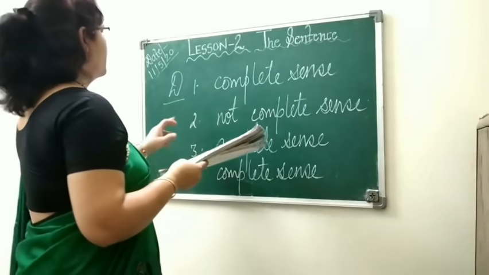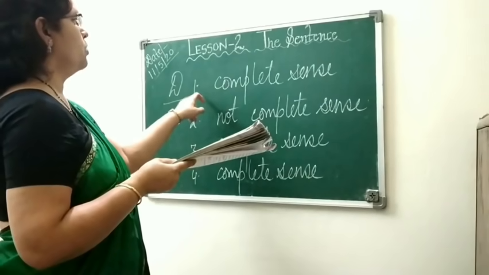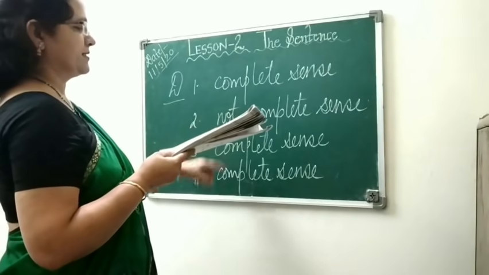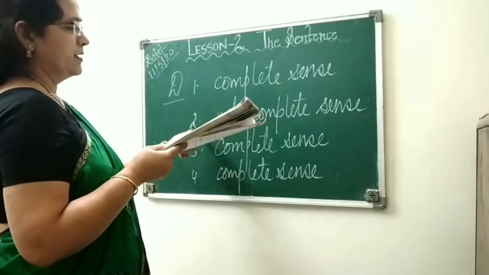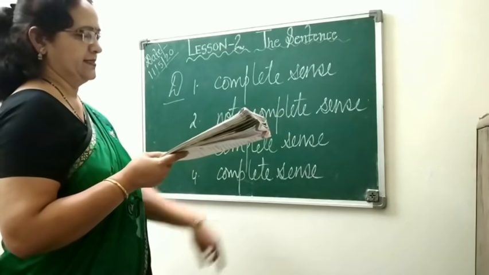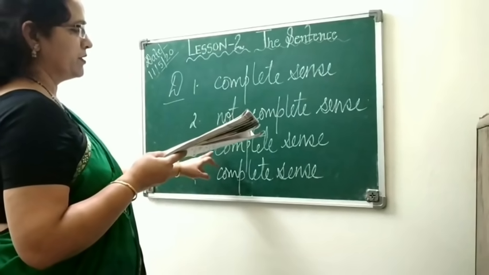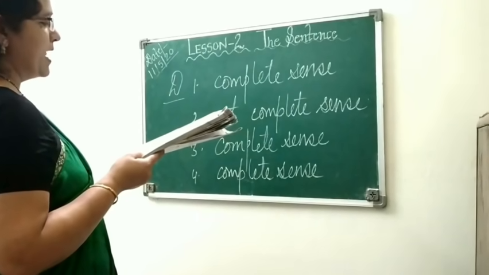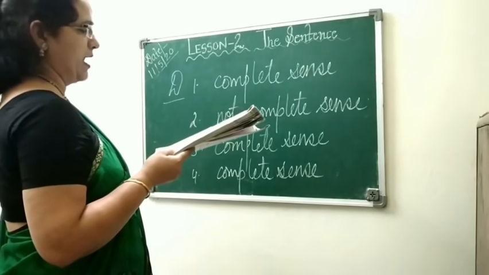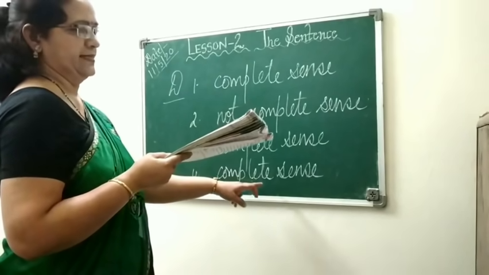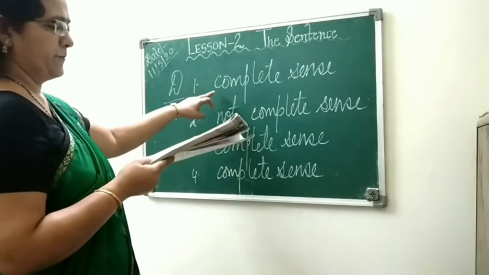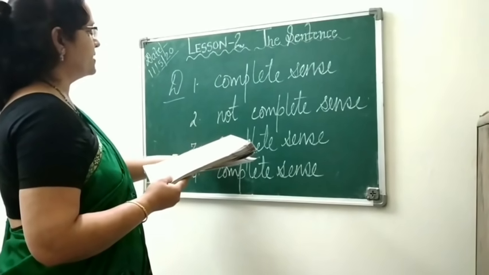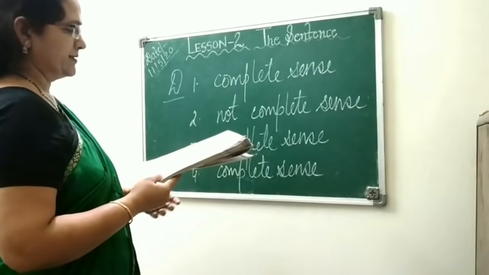So let's repeat. The first one is "Do it." It is a complete sense. The second one is "In the east." It is not a complete sense. The third one, "Come here," is a complete sense. And the fourth one, "Never tell a lie," is a complete sense. Okay, children? So the first one is complete sense, the second one is not complete sense, the third one is complete sense, and the fourth one is also complete sense.